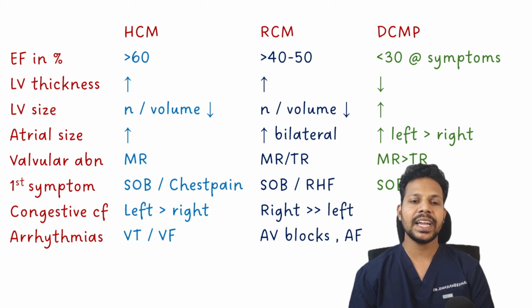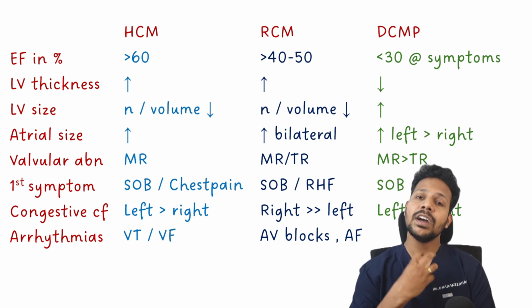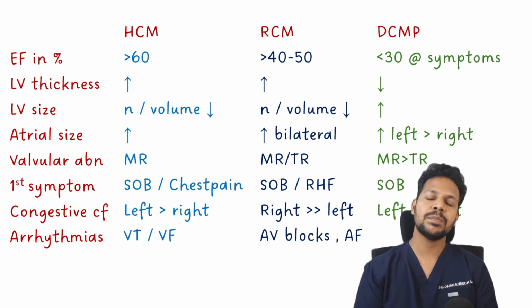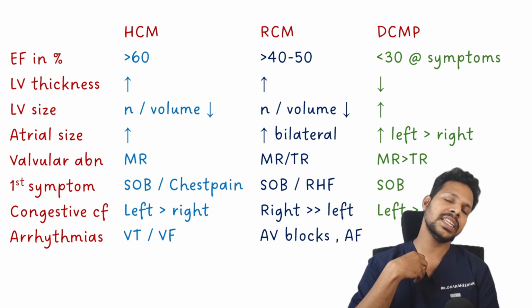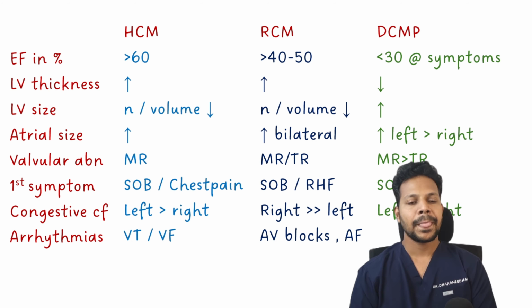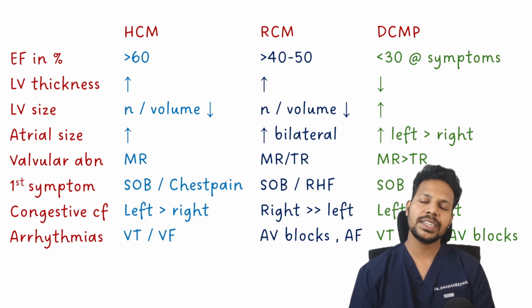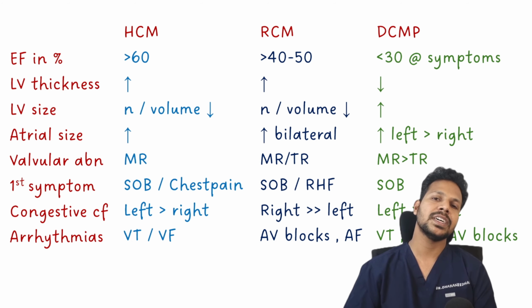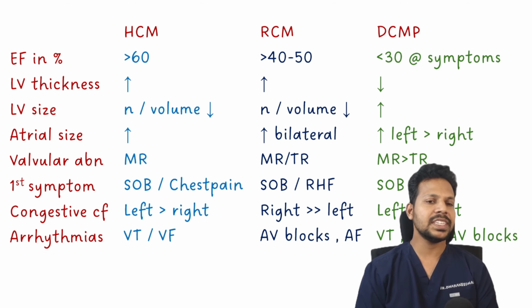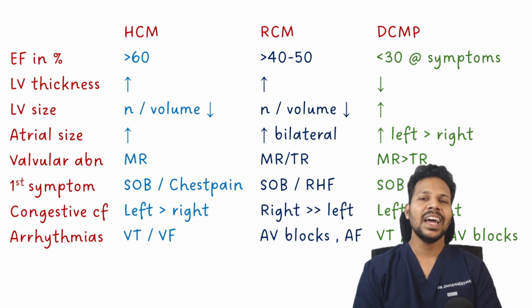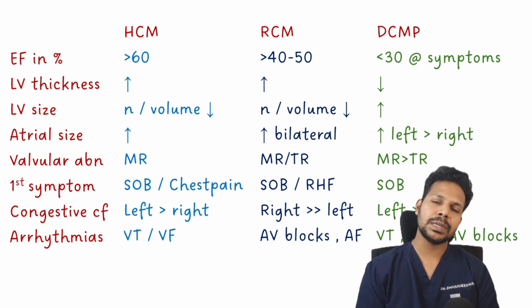And the first symptom is again shortness of breath. The congestive symptoms are more prominent on the left side here because there is systolic failure. Firstly, there is left-sided forward failure, and the patient will eventually develop left-sided backward failure, and then backward failure of the right heart. The arrhythmias that you commonly see are ventricular tachycardia, atrial fibrillation, and AV blocks in Chagas disease. So all the kinds of arrhythmias that we have seen in previous tachyarrhythmias can also be seen here. So this is a glimpse of all the cardiomyopathies in a single slide.